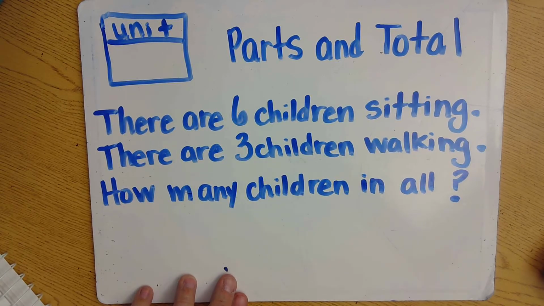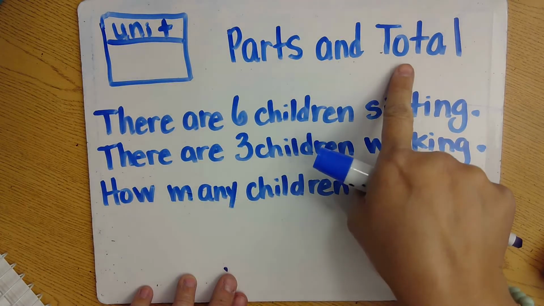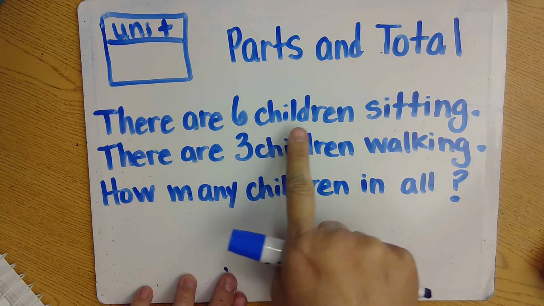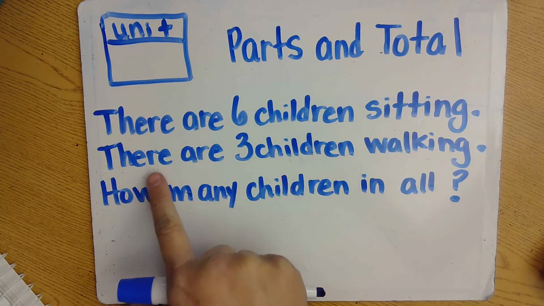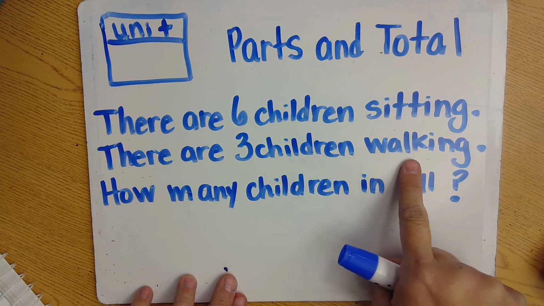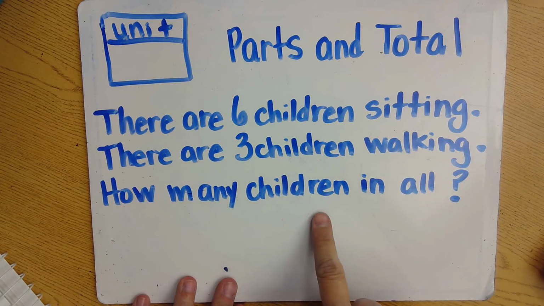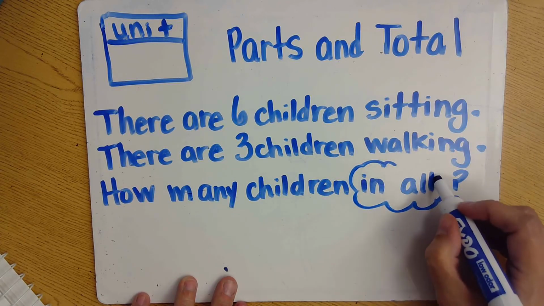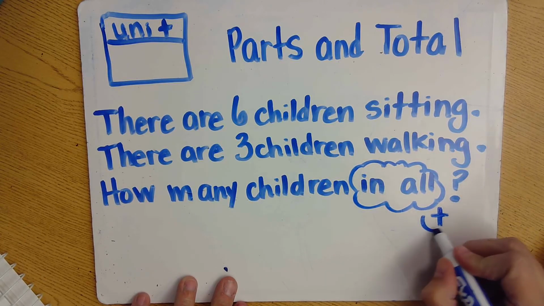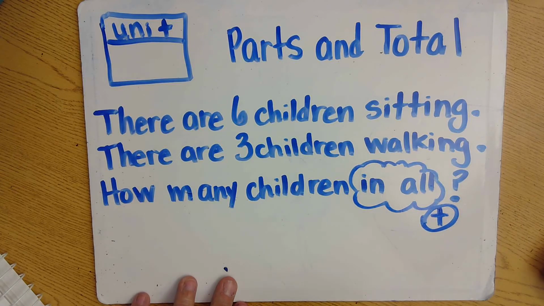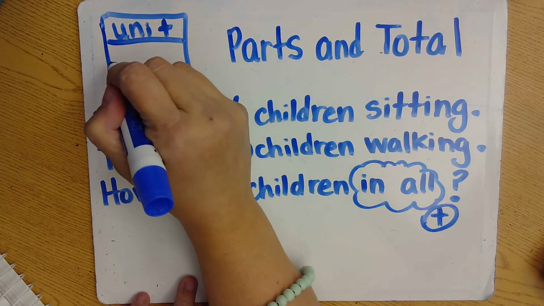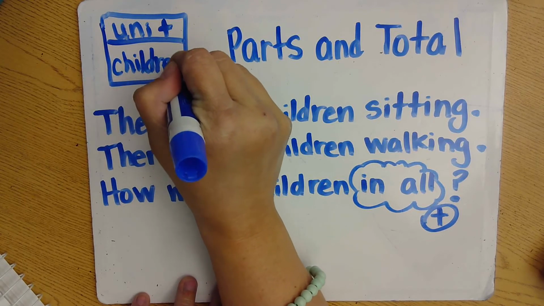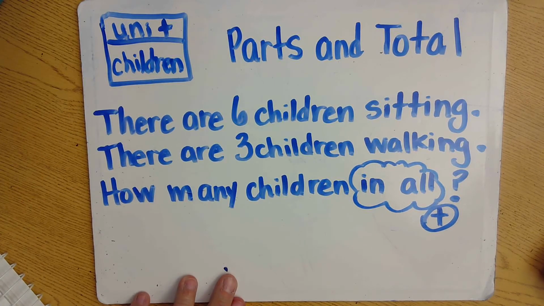All right, here's one last example of a parts and total number story. There are 6 children sitting. There are 3 children walking. How many children in all? There are those key words again, in all. That tells me right away I'm going to be adding. I know that this story is about children, so I'm going to write children in my unit box.